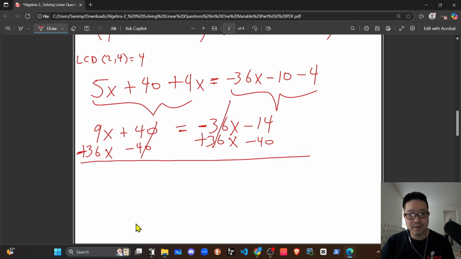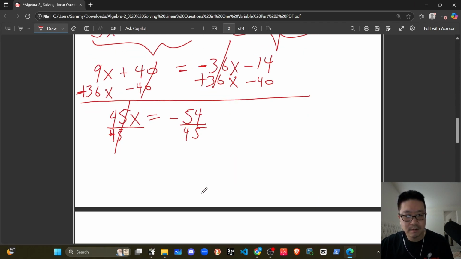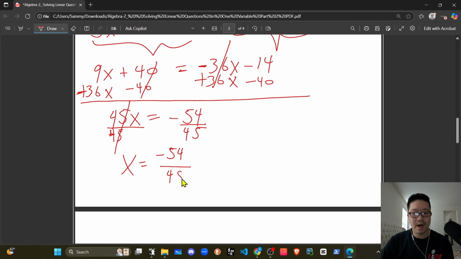That's going to cancel, and that's going to cancel. So we have on the left 9x plus 36x, which is 45x, equals. On the right side, we have negative 14 and negative 40. That's going to be negative 54. All right, so here we have 45x equals negative 54. To get rid of the 45, we can divide both sides by 45. And when we do that, we get x equals negative 54 over 45.